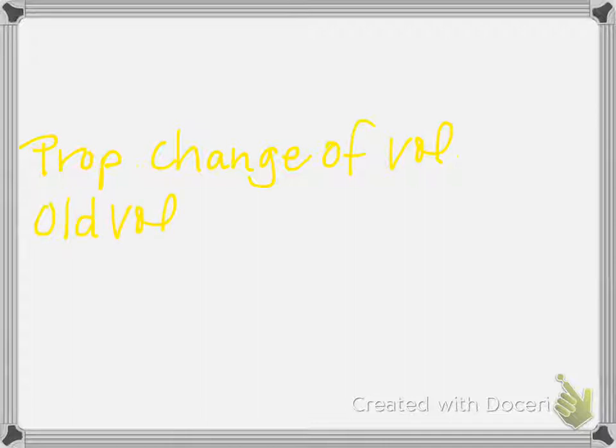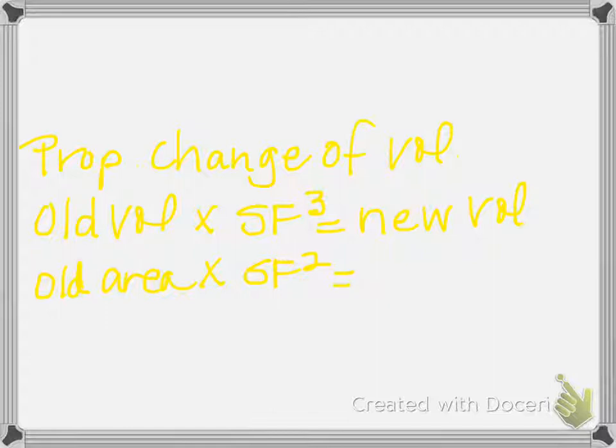Okay, so our proportional change of volume formula is the old volume, or the original volume, times the scale factor cubed, and you get your new volume. Now remember, if you're trying to find area or surface area, then you would do old area or surface area times the scale factor squared equals the new area or surface area. So study hard and good luck.